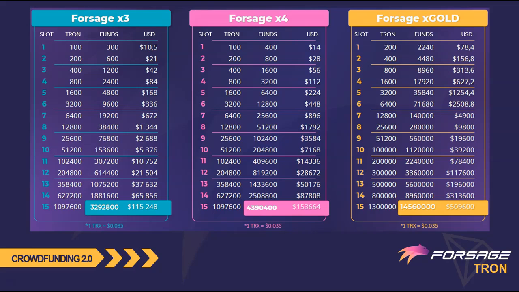They show each of the 15 slots, the amount of Tron required to unlock each slot, which then translates to contributions, the amount of Tron funds received once each structure has been filled and reset once, along with the associated USD value when Tron trades for 3.5 cents, as is noted at the bottom.